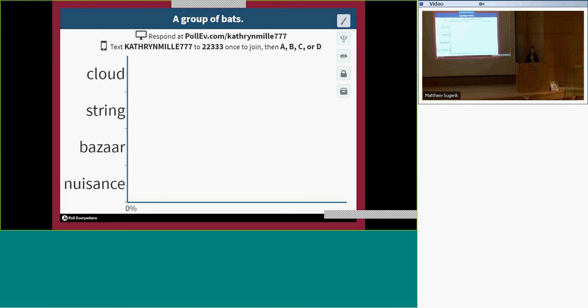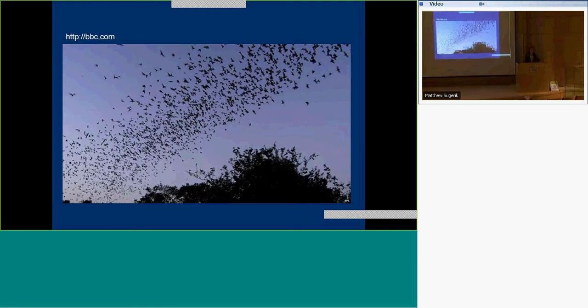Group of bats. So we're going to skip that one. It's a cloud, and that's why.